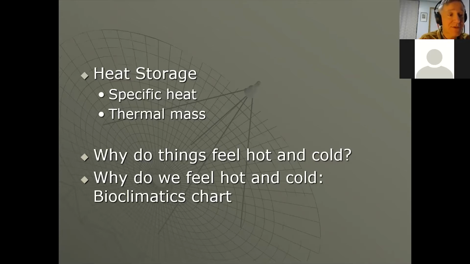And great examples of that are air versus water. So air and water have very different specific heats. I think air is 0.018 versus water at 1. Might be wrong on that, but that's roughly it. It's a big factor.